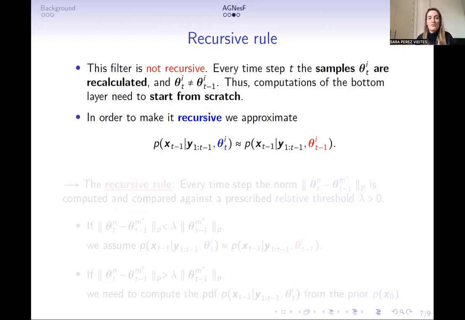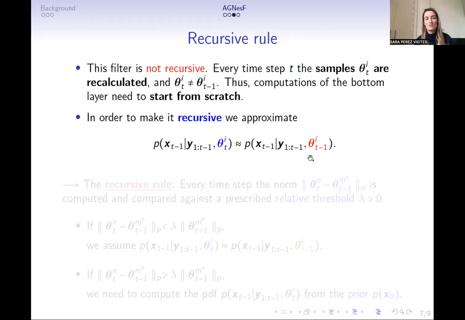As the filter was explained until now, it's not recursive. Every time we make an update in the top layer, the samples of theta are recalculated, so the bottom layer filters, the ones that estimate the state, have to start from scratch. If we want to make this filter recursive, we need to assume that the posterior distribution of the state given the new sample is going to be approximately the same as the posterior distribution given the previous sample of theta.